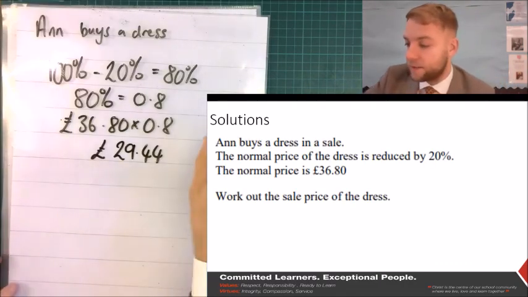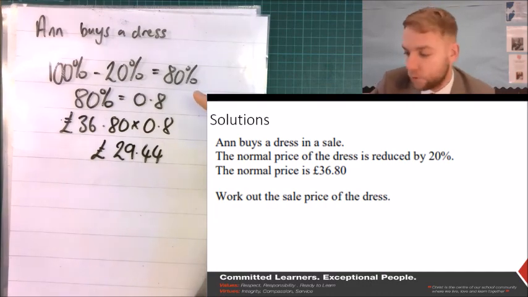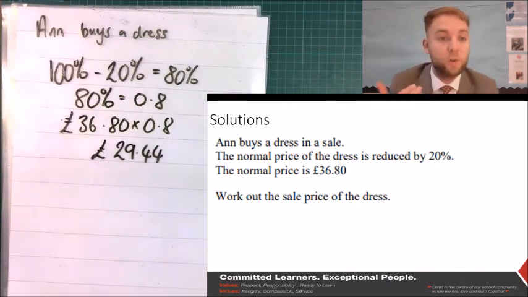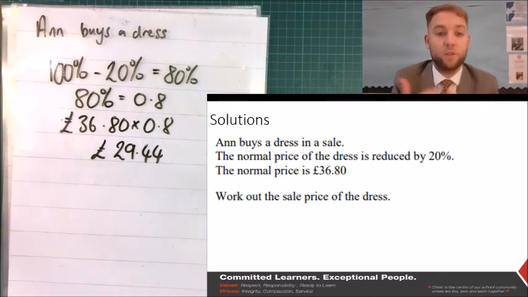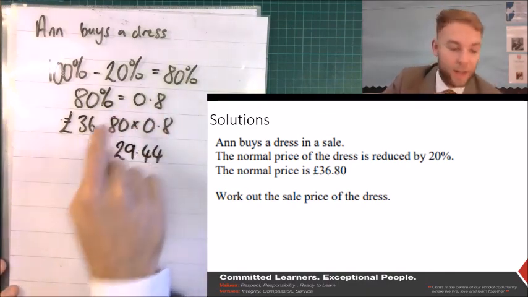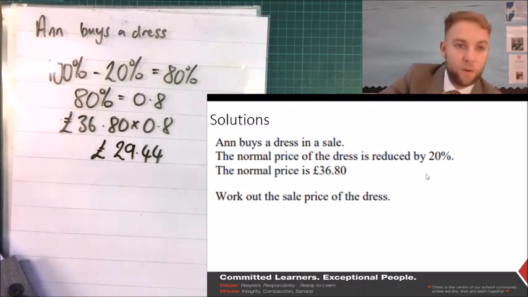Okay, so for the dress one, it was a reduction of 20%, which is 80%. So multiplier is 0.8 because I'm trying to find out the sale price, or the new price, of the dress and times in by 0.8. That's the key part to this. Okay, the answer is £29.44.